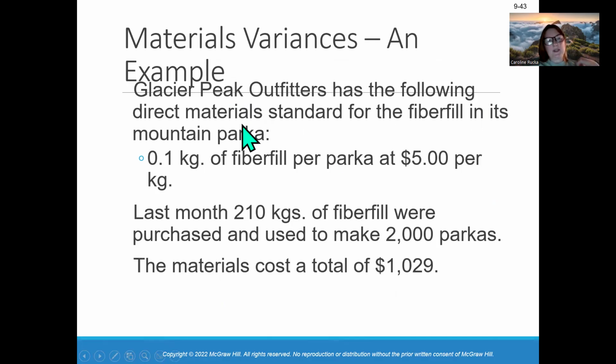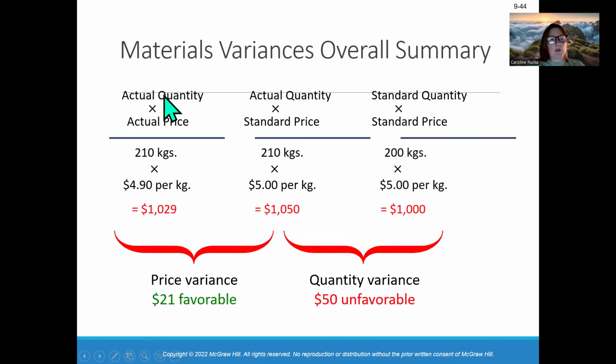Glacier Peak Outfitters has the following direct material standard for the fiber fill in its mountain parka. It uses 0.1 kilogram of fiber fill per parka at $5 per kilogram. Last month, 210 kilograms of fiber fill were purchased and used to make 2,000 parkas. The materials cost a total of $1,029. So, actual quantity times actual price: we had 210 kilograms at $4.90 per kilogram, so $1,029.